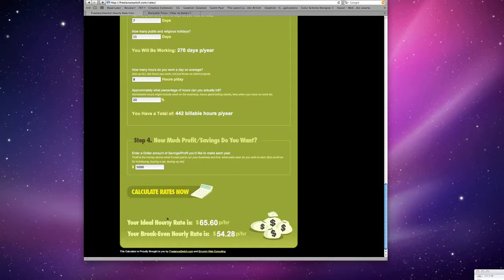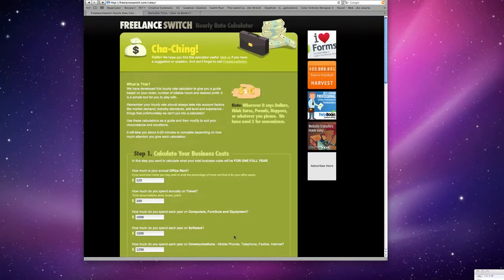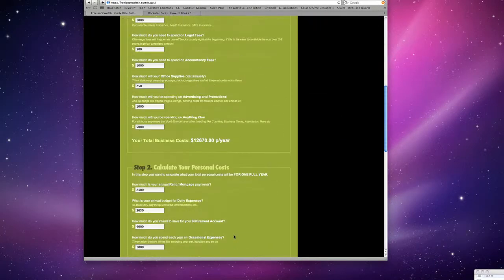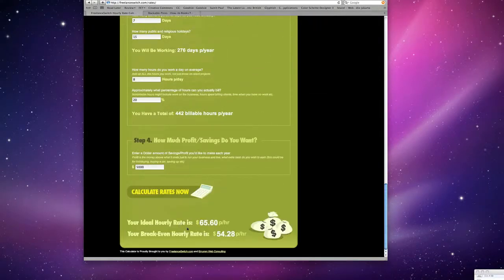And you can see there we've come out with a very reasonable ideal hourly rate of $65 per hour. Your break even, that is just to keep your business ticking over and everything running fine, is $54.28. So you can see that's an excellent little calculator. It's really easy to use, and that will give you a very accurate per hour rate and also a break even rate. So definitely consider checking that out when you are trying to calculate your hourly rate.